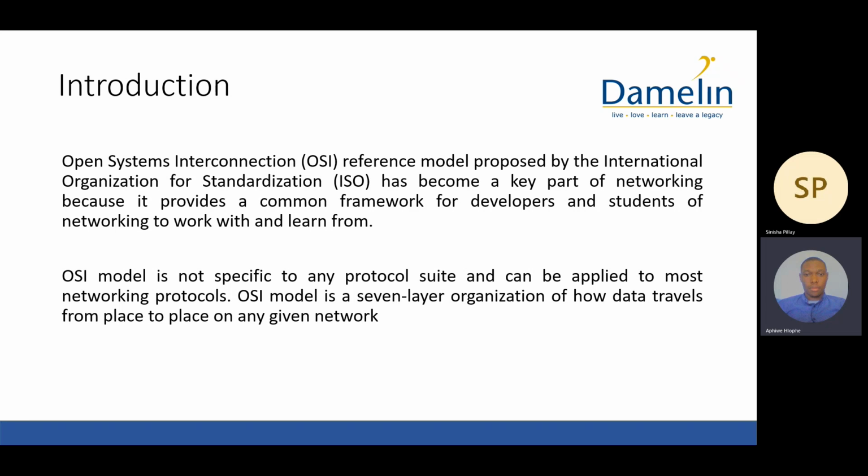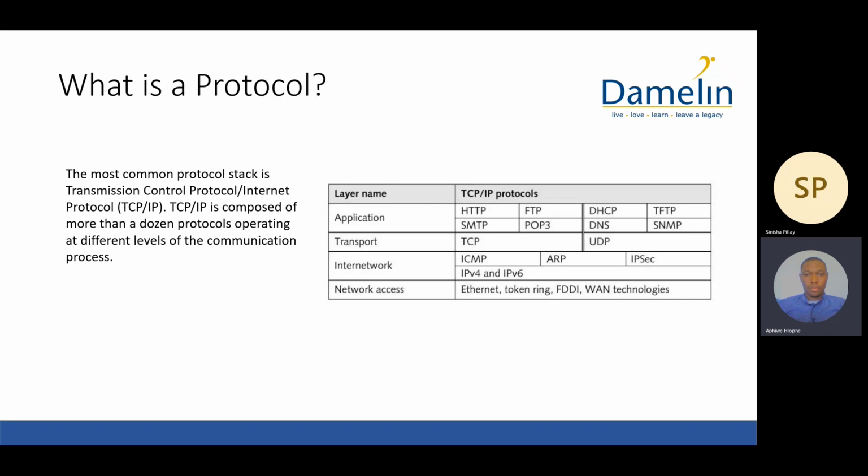So the OSI model is not specific to any protocol suite and can be applied to most networking protocols. OSI model is a 7-layer organization of how data travels from one place to another place in a given network. Okay, so how do we then define a network? So we say it's a set of guidelines which define how this data is transmitted. Okay, and the most common protocol stack is TCP/IP. TCP, Transmission Control Protocol, and IP stands for Internet Protocol. Okay, and there's a wide variety of TCP/IP related protocols.